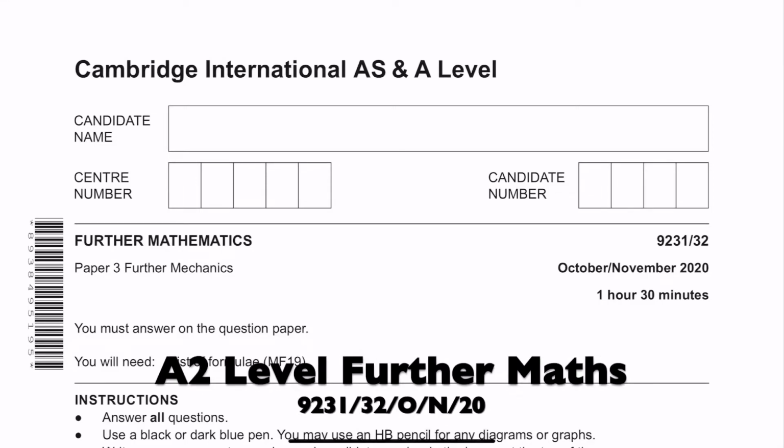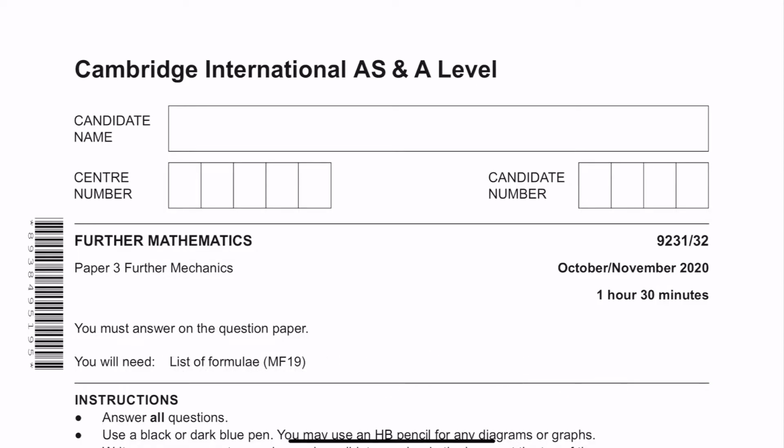Hi guys, today we're going to be doing A-level Mathematics, October-November 2020, paper 3-2. It's a further mechanics paper, so we will start now.